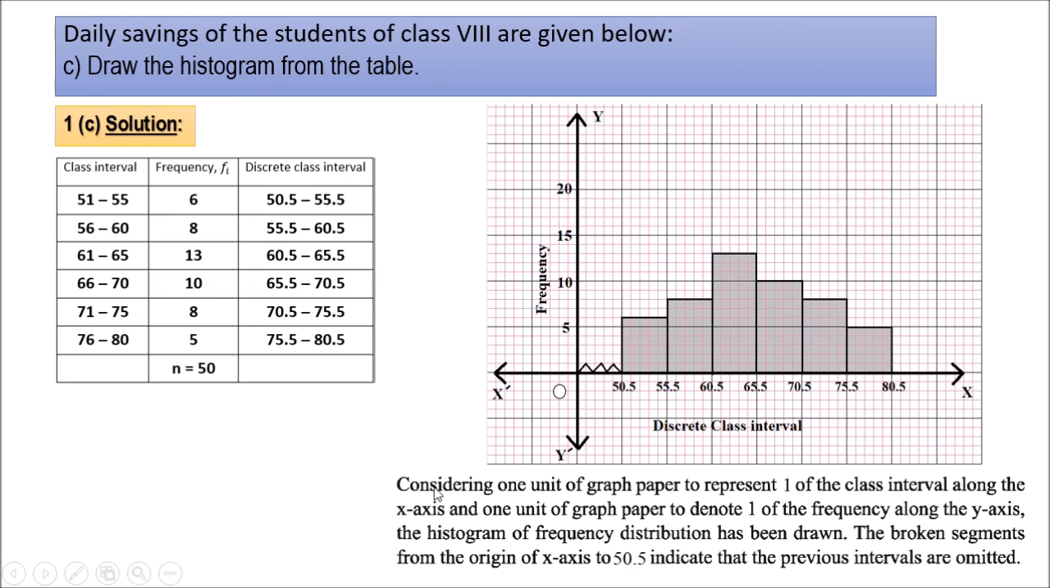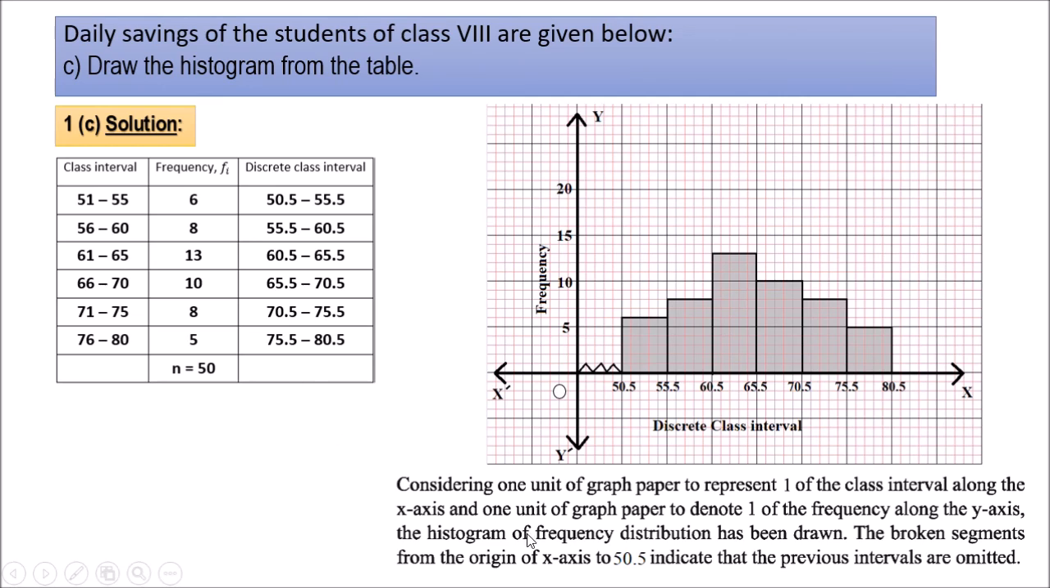Now the writing part. Look at here: considering 1 unit of the graph paper to represent one class interval along the x-axis. So here these are the x-axis and it represents what? Class interval. And one small square, this is your one small square, represents one class interval. Look, that is 50, 1, 2, 3, 4, 5. So one small square represents one class interval.